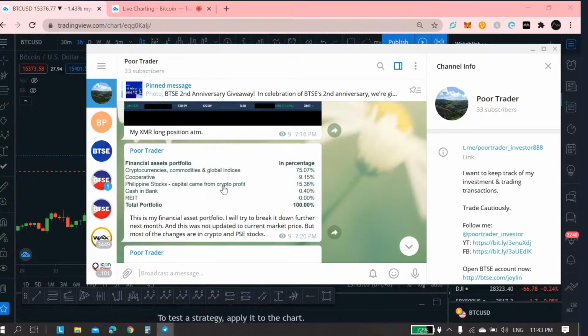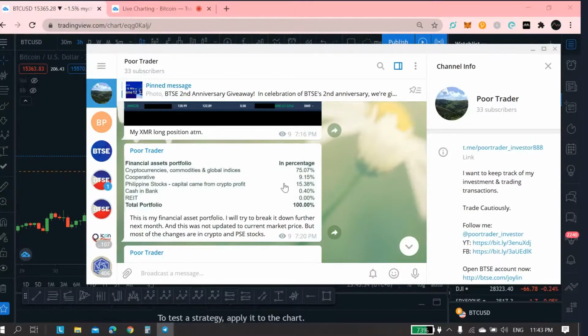Actually, the capital came from my trades in cryptocurrencies, commodities, and global indices. And I have cash in bank, which is less than 1%. Actually, I'm planning to add some REIT. I should have added Ayala REIT, but I failed to read the prospectus. So no REIT at the moment. So that's the 100% of my financial asset portfolio.